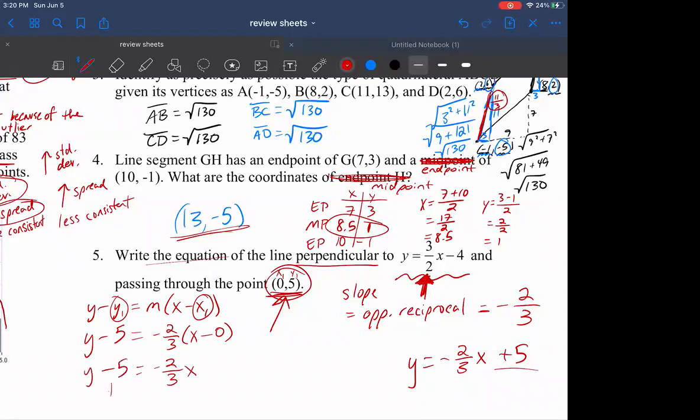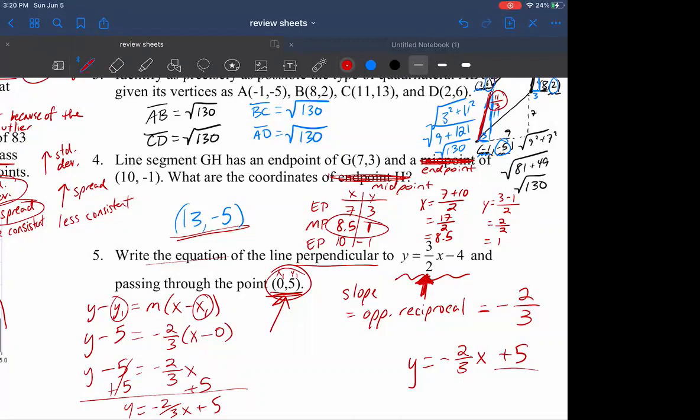And then what I would do is I would add 5 to both sides to get the y by itself. And we get the same equation. Y equals negative 2/3 x plus 5. This is the other way you can do it with any point. It doesn't have to just be the y-intercept. Plug those numbers into point slope form, solve for y, and you're done.